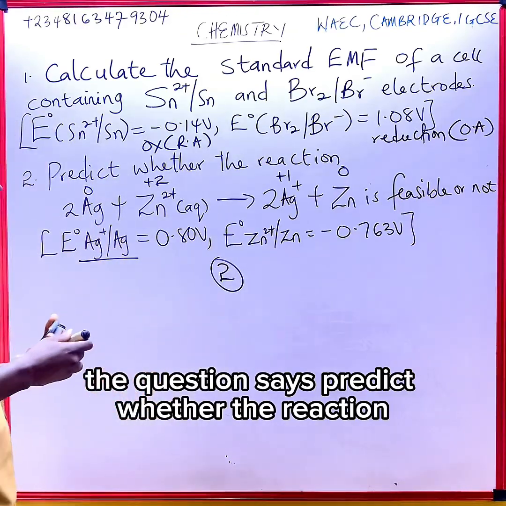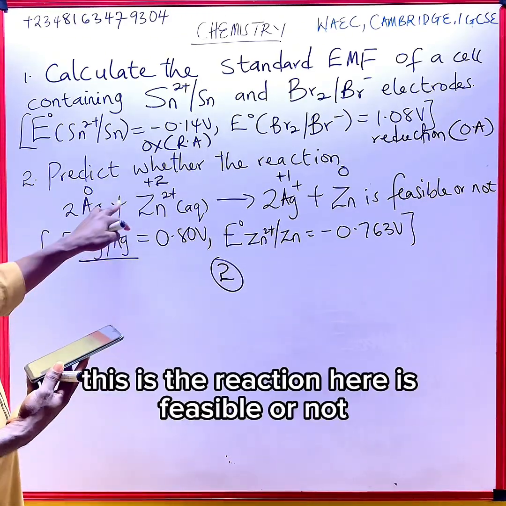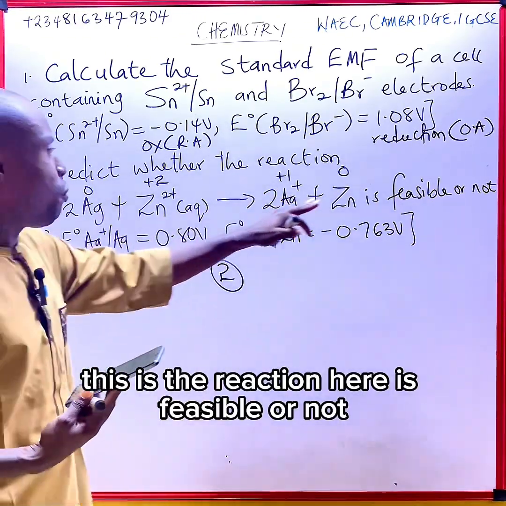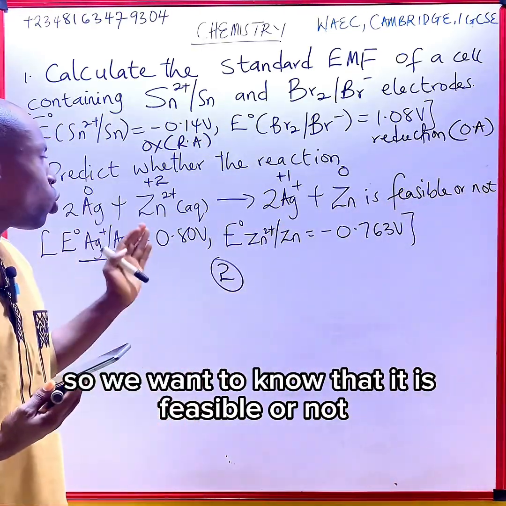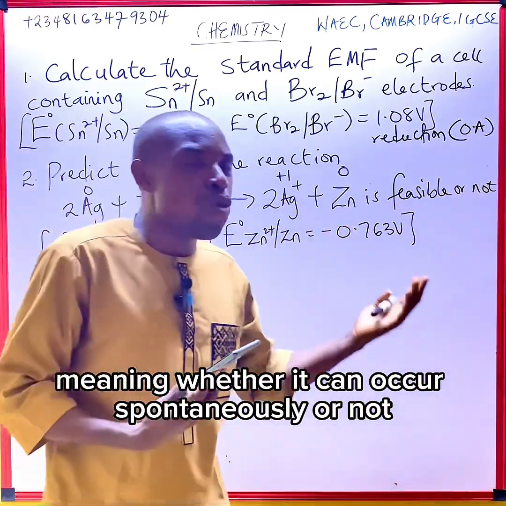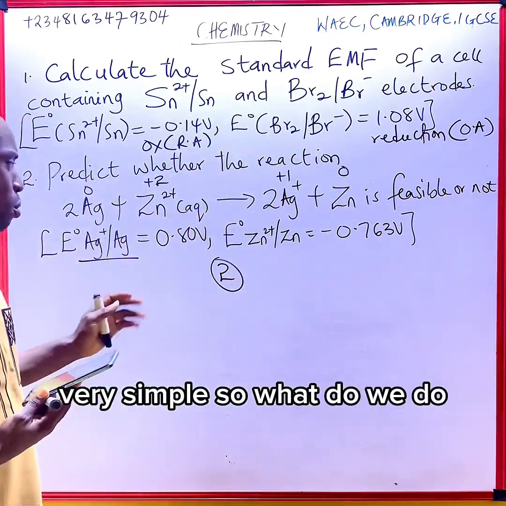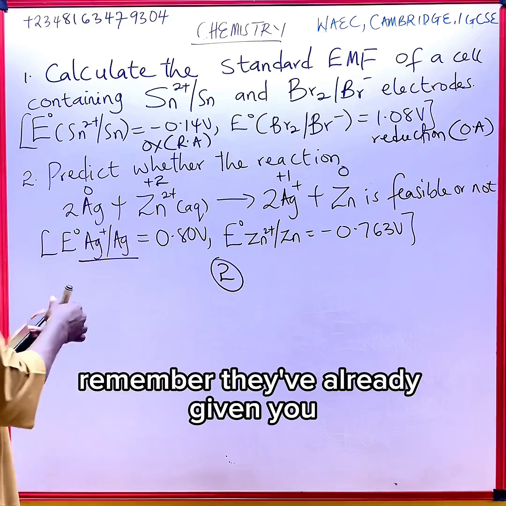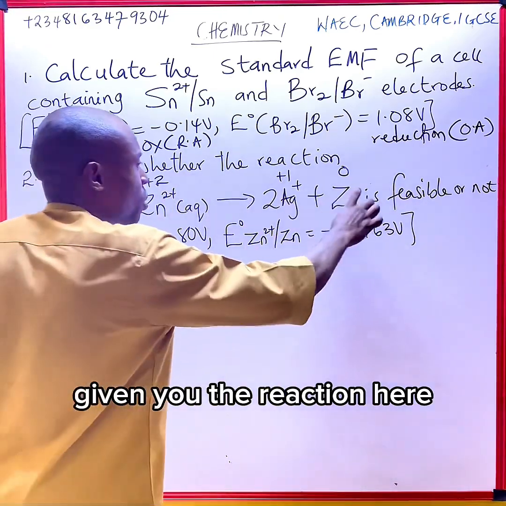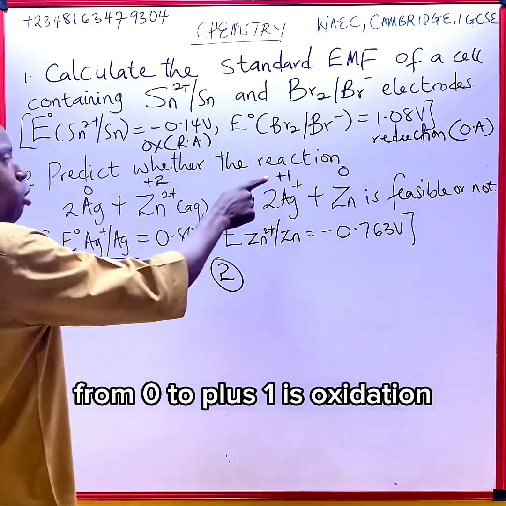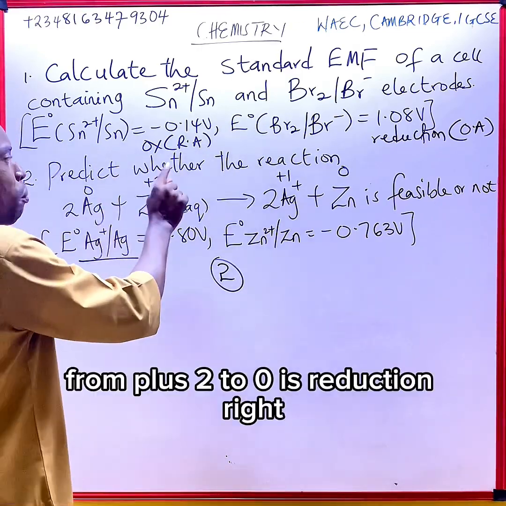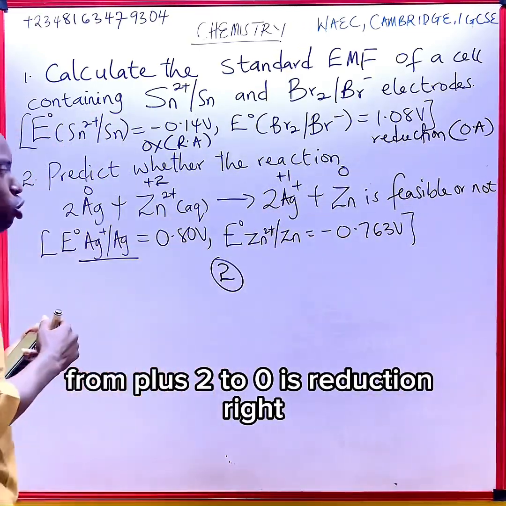The question says, predict whether the reaction, this is the reaction here, is feasible or not. So we want to know whether it is feasible or not, meaning whether it can occur spontaneously or not. Very simple. So what do we do? Remember, they've already given you the reaction here. From 0 to +1 is oxidation. From +2 to 0 is reduction.